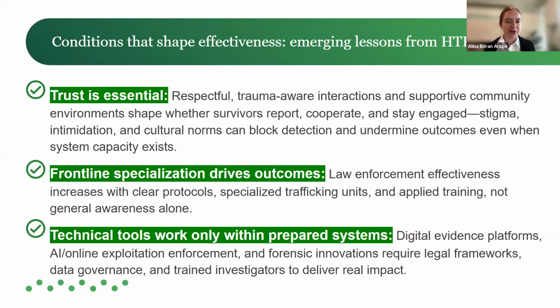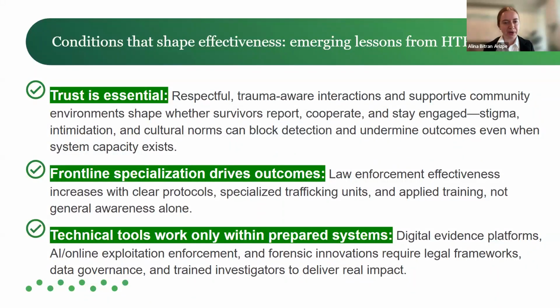So again, addressing trust through some of the interventions that we've been presenting, like this procedural justice or some of these other community-based interventions, are hoping to build out the trust that can eventually, hopefully, lead to improved capacity and cooperation. Second, frontline specialization drives outcomes. So again, we saw that it's not just about having effective law enforcement or about having the trafficking units. We really need the specialization and specific knowledge in trafficking and applied training.